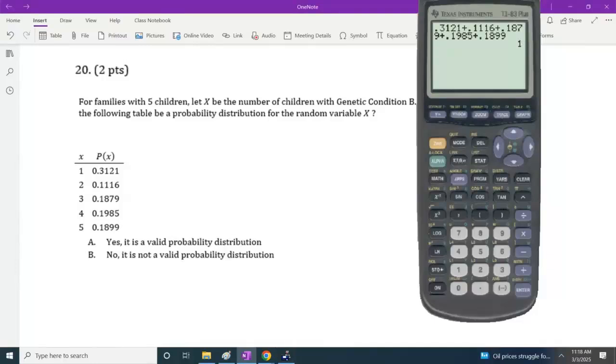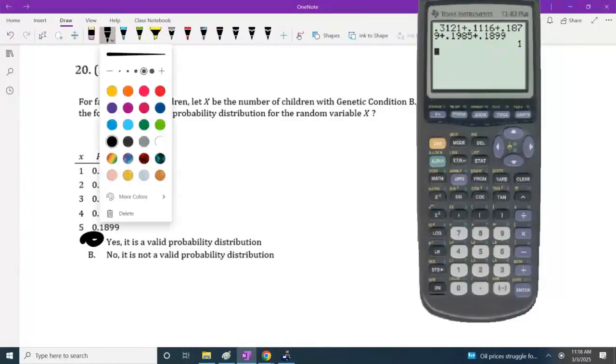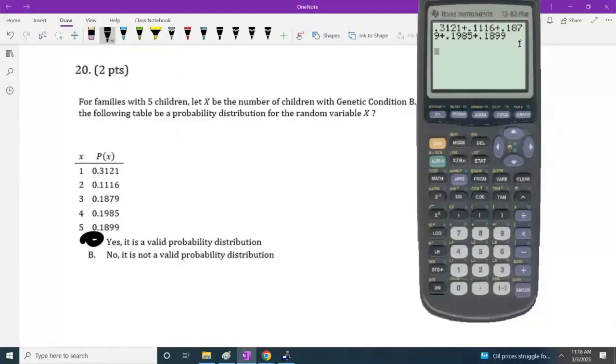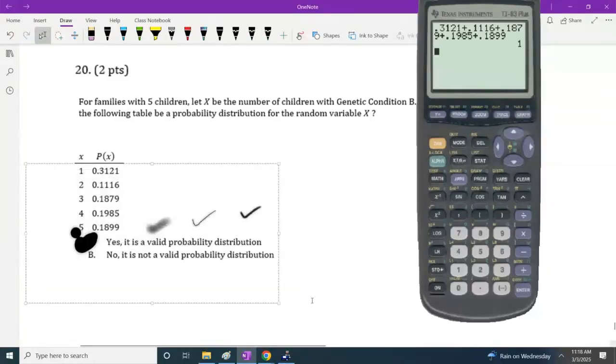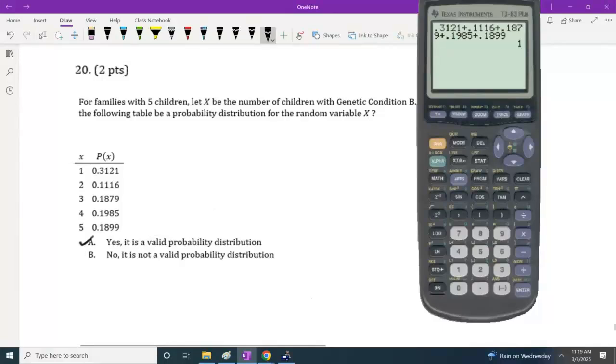So this is a valid probability distribution. All right, so this should be A. I just added up all of the probabilities.